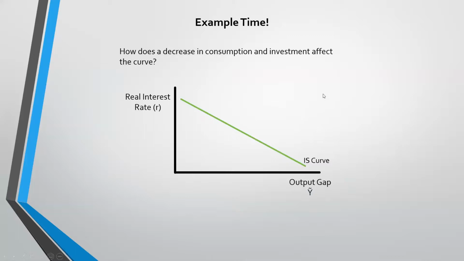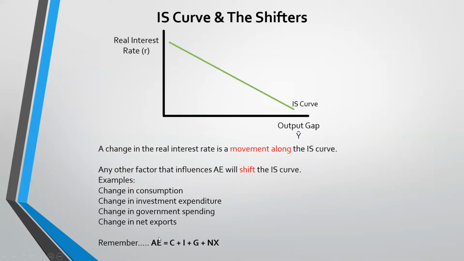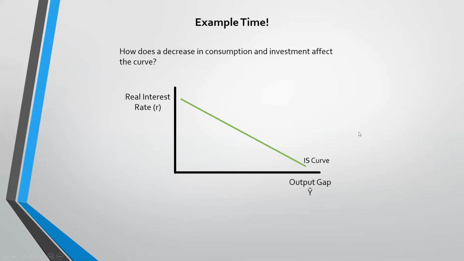All right, so now let's go into an example, and this is going to help really illustrate the point. How does a decrease in consumption and investment affect the curve? Well, let's think about this logically. If we get a decrease in consumption and investment, let's go back to this formula actually. It's really important to remember this formula. If we get a decrease in consumption and investment, what's going to happen is aggregate expenditure is going to shift left.